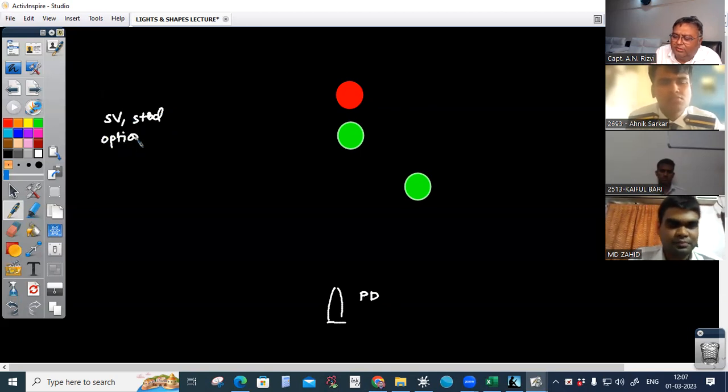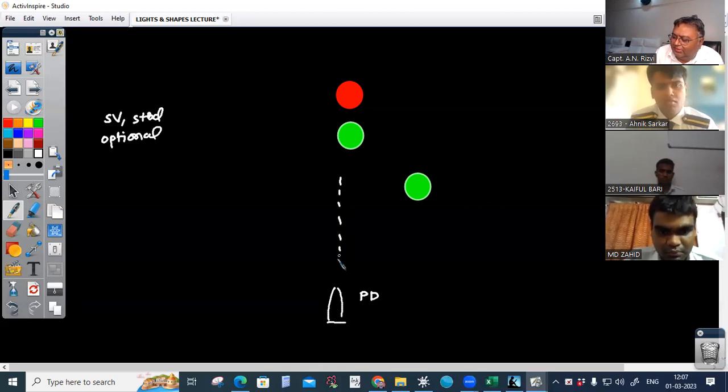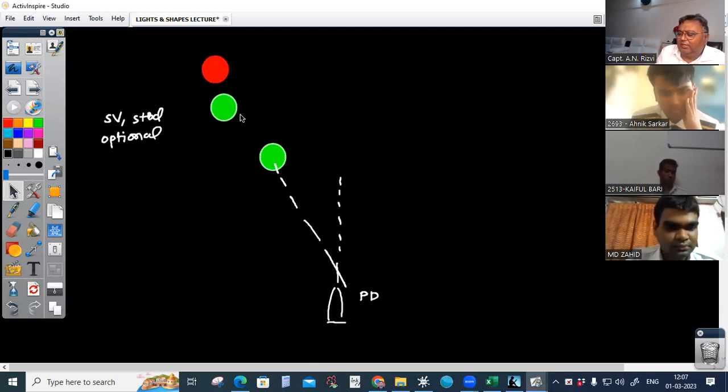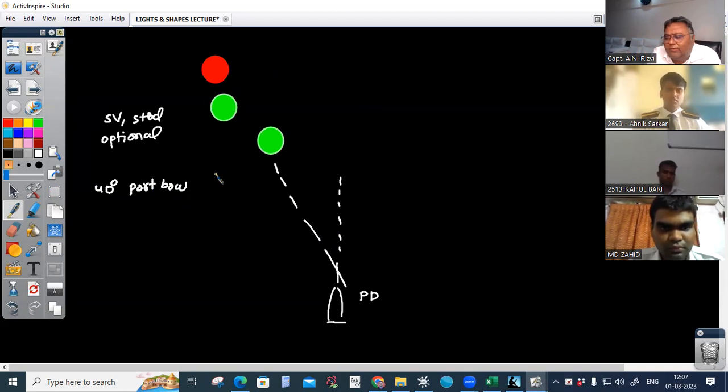Yes, sir. Now the second question, see how easy it has become. My question is, this vessel is 40 degrees on your port bow. So, like this, 40 degrees on port bow, somewhere here, with optional lights. This vessel is 40 degrees, or maybe 45 degrees, simply on the port bow. So, what action do you have to take?